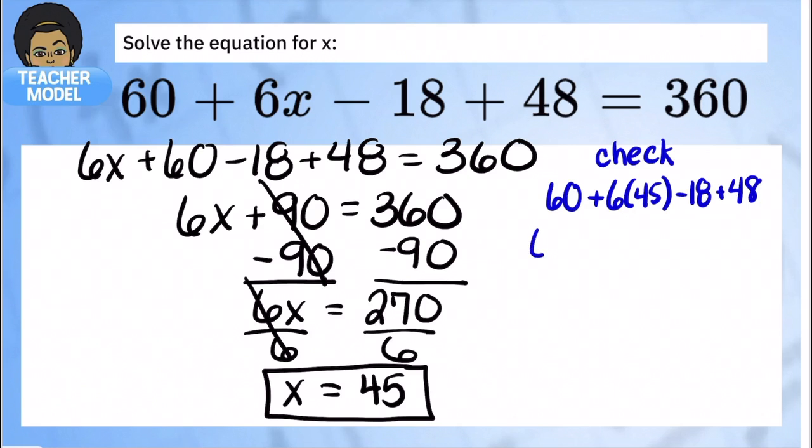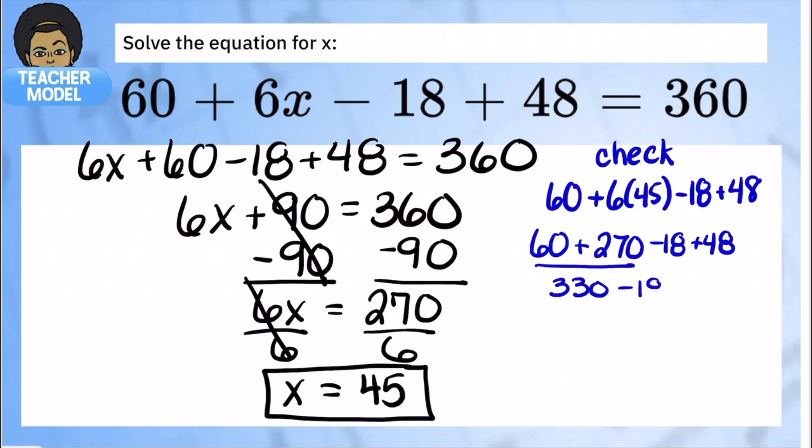So let's simplify this out. 60 plus 6 times 45 is just going to give us 270 minus 18 plus 48. Use your calculators and we can go from left to right if you'd like. So here, 60 plus 270 is 330. So 330 minus 18 plus 48. 330 minus 18. So yeah, we're just doing it piece by piece. It's long, it's an endurance, but don't worry about it.